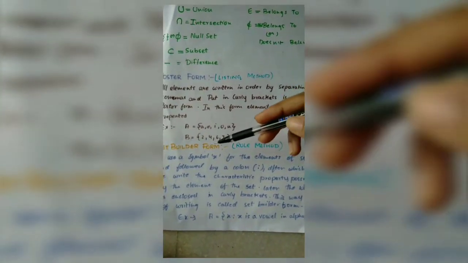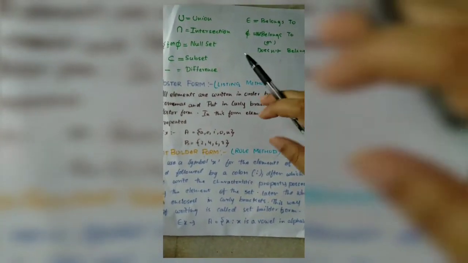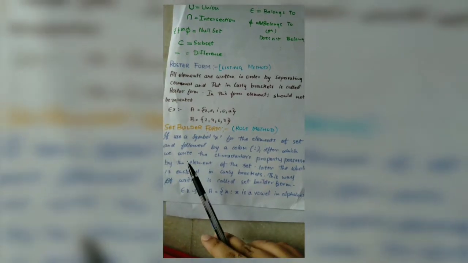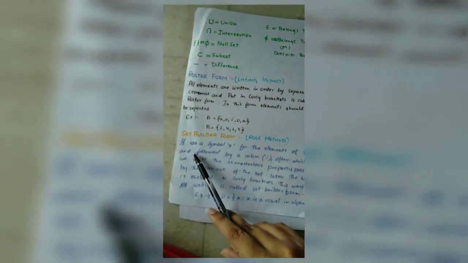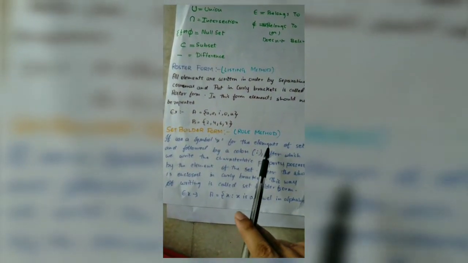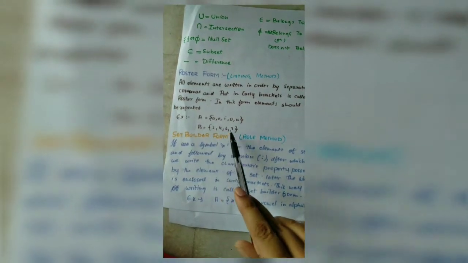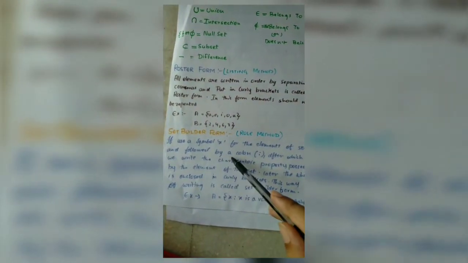Look here, what is set builder form? Whenever you see lines like this in examinations, these are statements, represented in the form of statements. Now the actual definition: if you use a symbol x for the elements of a set, followed by a colon.